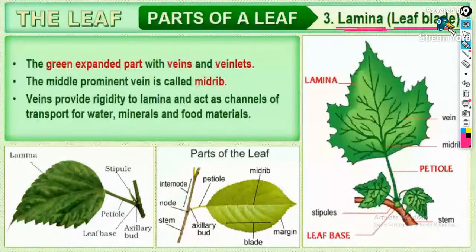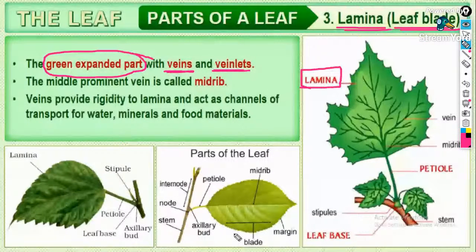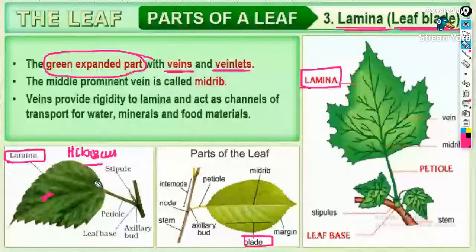I already told you that the flat green surface, you will call it as the lamina or the leaf blade. Yes, the green expanded part with the veins and veinlets, you will call it as the lamina. Here it is the lamina. This is the leaf of a hibiscus. Am I right? Hibiscus. The middle prominent vein, you will call it as the midrib.